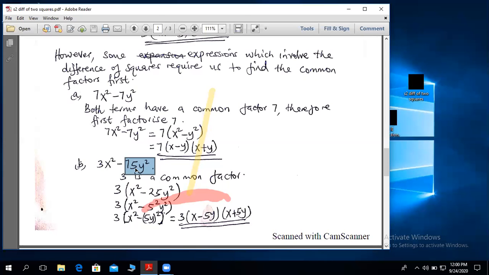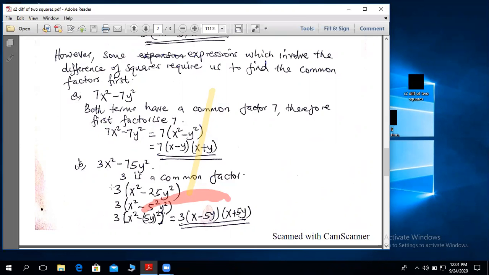I will put out 3, since it is a common factor. I bring it outside the bracket and it gives me 3 into x squared minus 25y squared, because 75 divided by 3, the answer is 25.